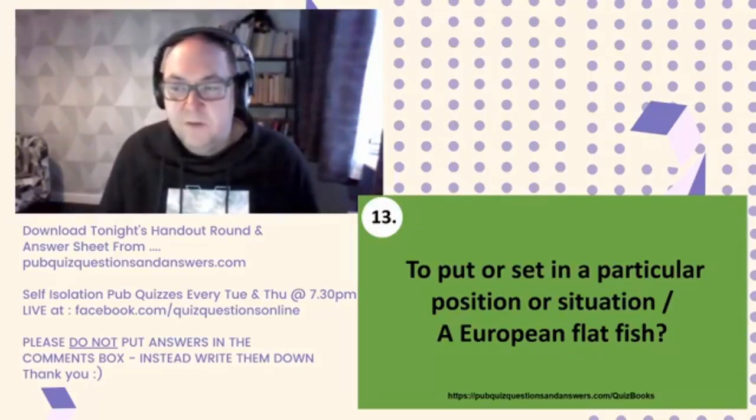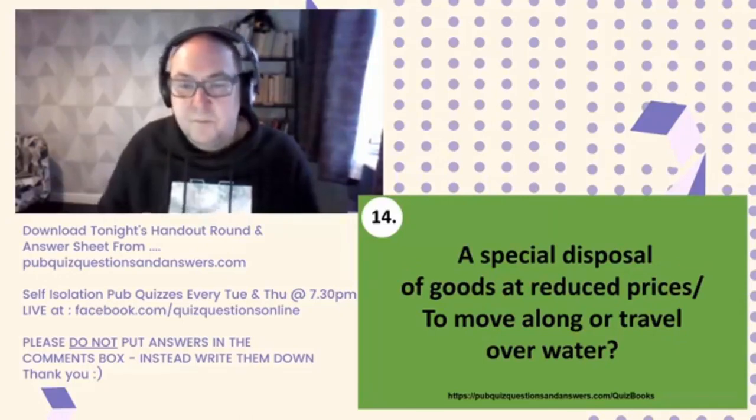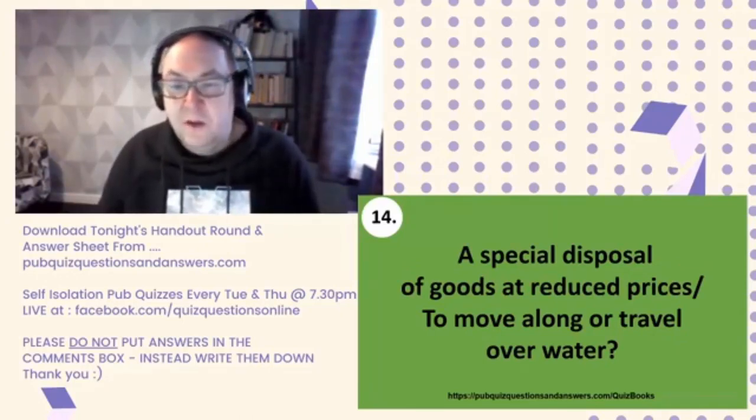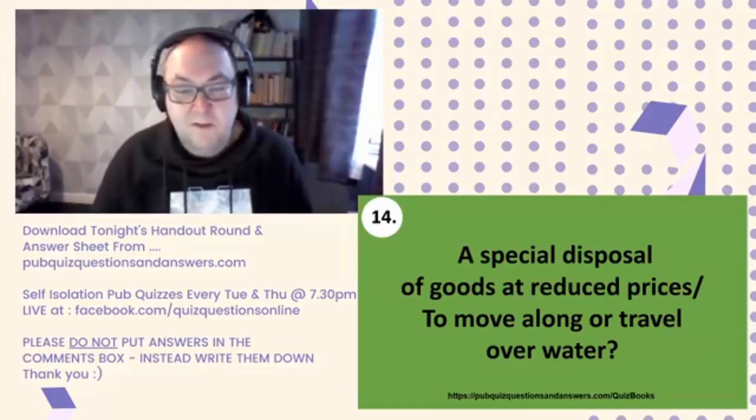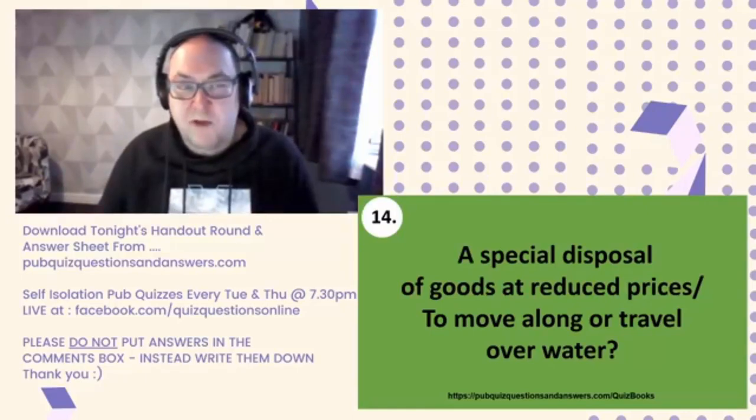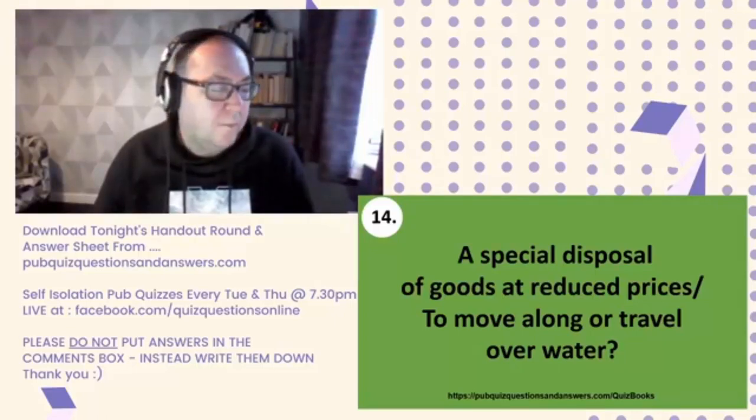Question number 14. A special disposal of goods at reduced prices, and the other one is to move along or travel over water. A special disposal of goods at reduced prices, and your second clue, to move along or travel over water.